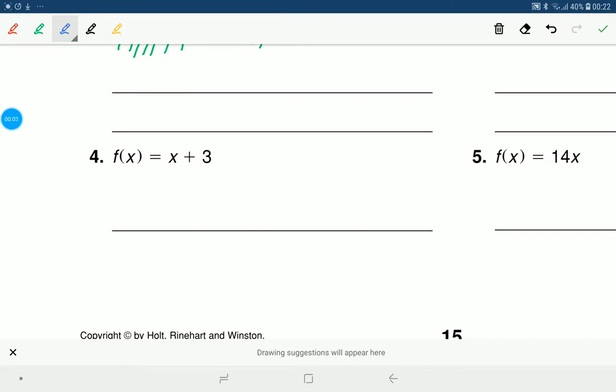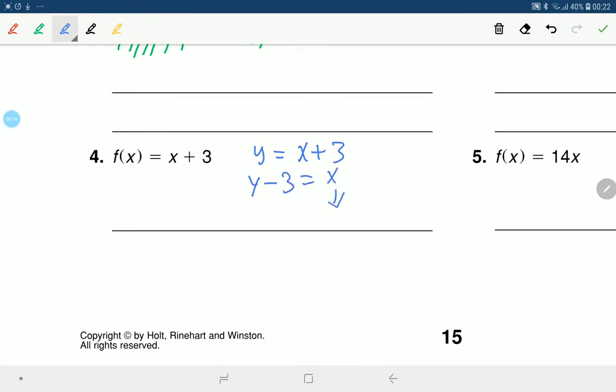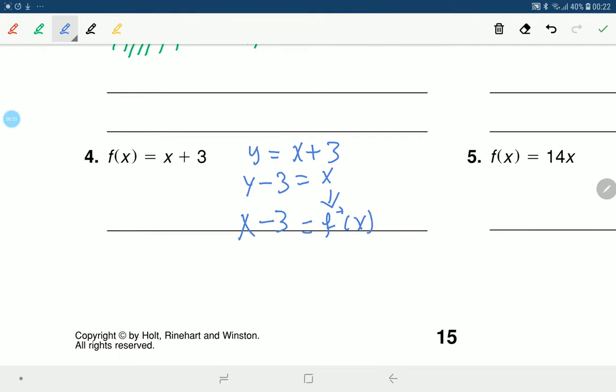Example number 4. We will make the same steps. y will be equal x plus 3. x, y minus 3 will be equal x. x will be the inverse, f inverse of x. y will be x. So it will be x minus 3.